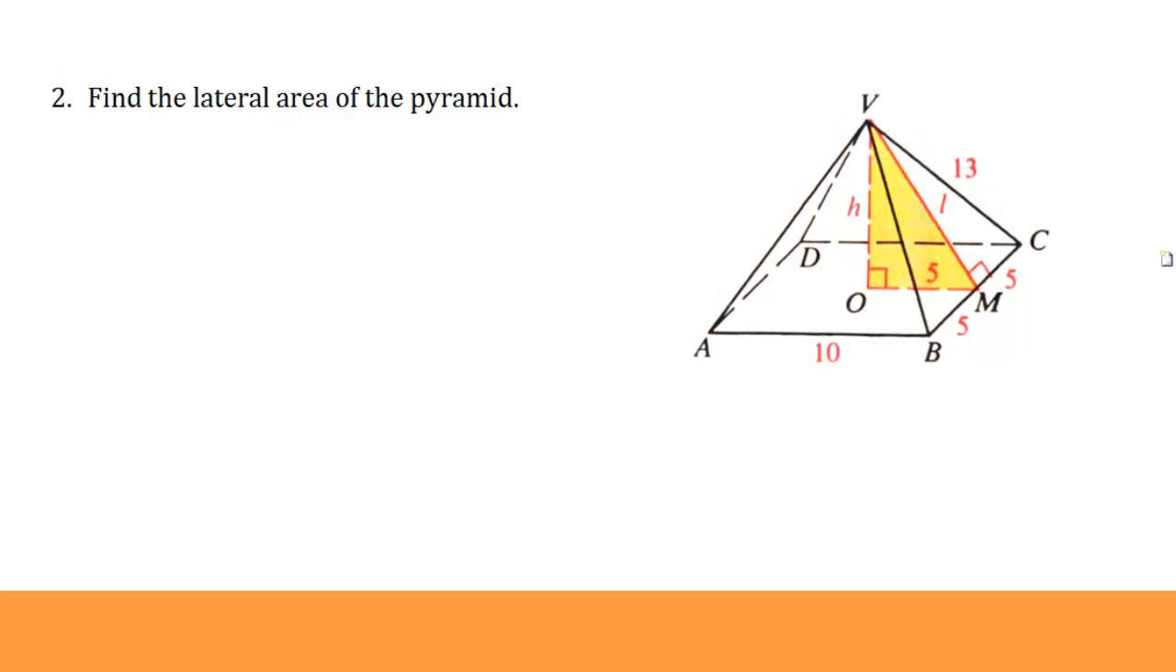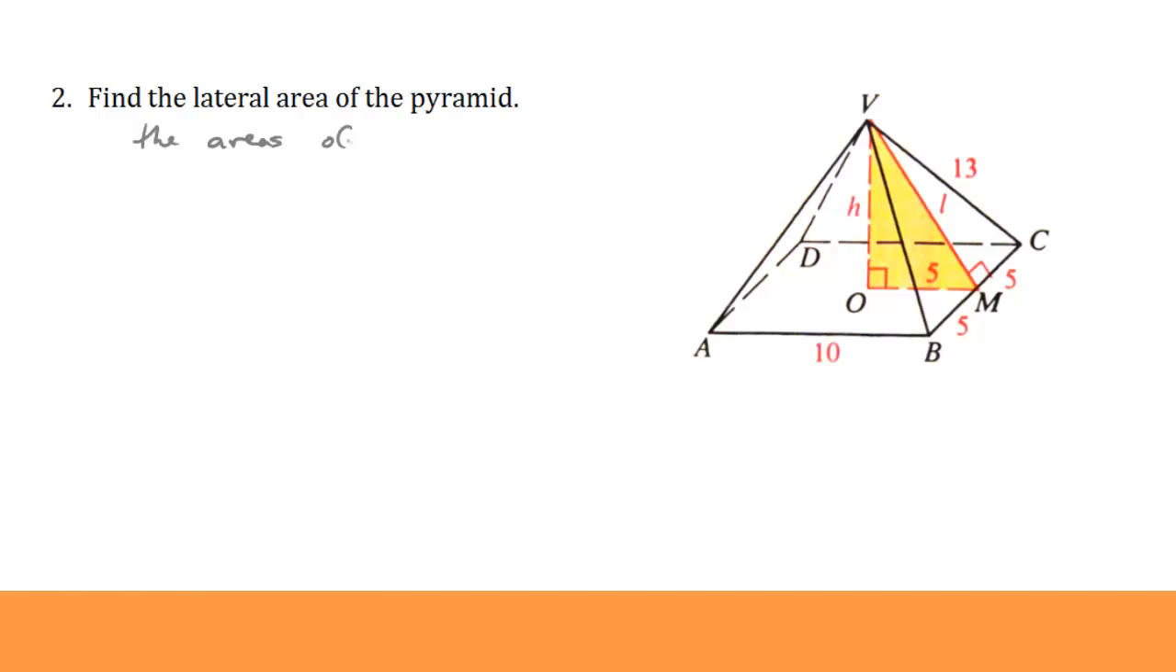Now let's try this example. Let's find the lateral area of the pyramid. What do you think the lateral area is? Well, it's the area of all of the lateral faces combined. So it's the same picture. It's still a square pyramid. The side of the square at the base is still 10, and the lateral edge is still 13.